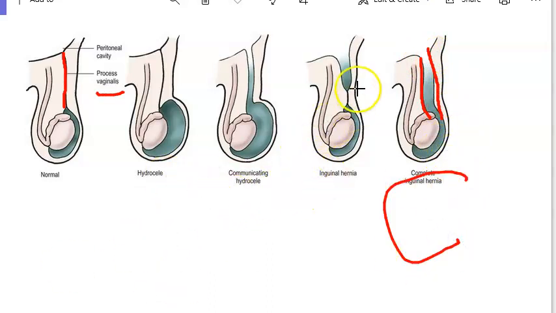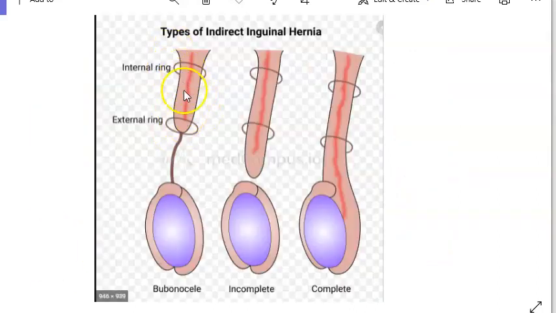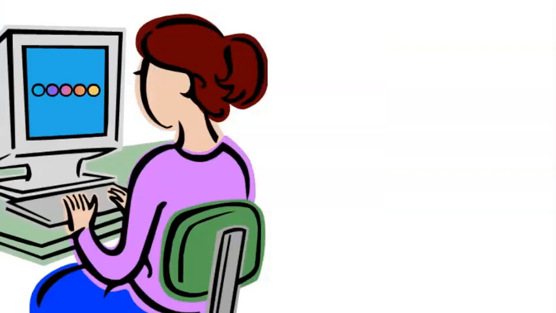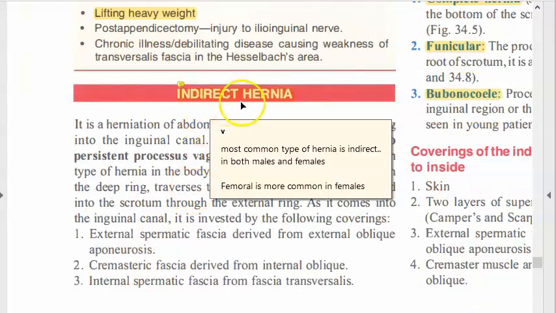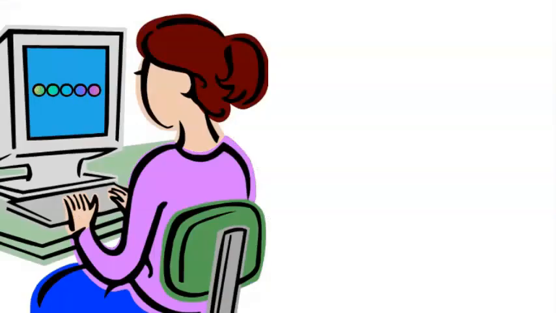In between, you have something which is incomplete. So what is this bubonocele? Clearly, the bubonocele is within this inguinal canal. At this point, guys, actually, indirect means what? Indirect hernia means the hernia is not coming out of some weak abdominal wall, right?